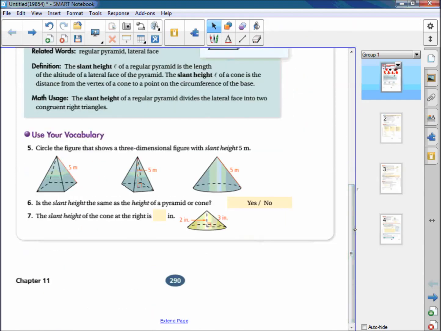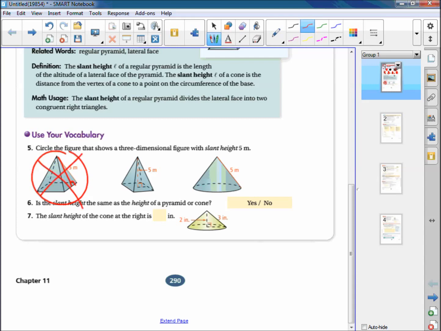All right, so let's build our vocabulary here. Circle a figure that shows a three-dimensional figure with a slant height of 5. So this one is not a slant height. This does not come down and be perpendicular to the base. So this one's no good. This one's not a slant height either. That's a regular height. It goes through the middle of it. That tells us how tall our pyramid is, but not the slant height.